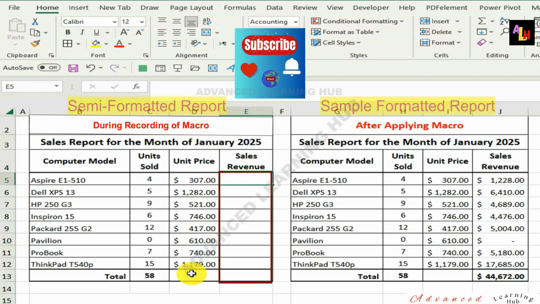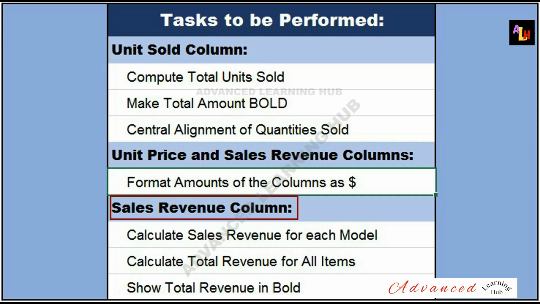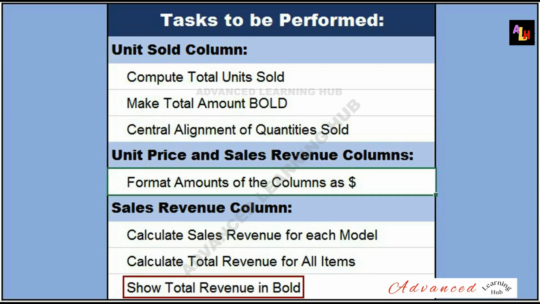Please note that some blank cells, formatted as $, are not showing any $ sign. However, when we insert figures in them, these figures will be shown as $ as well. Lastly, for the Sales Revenue column, we will calculate sales revenue for each model, calculate total revenue for all items, and show total revenue in bold.